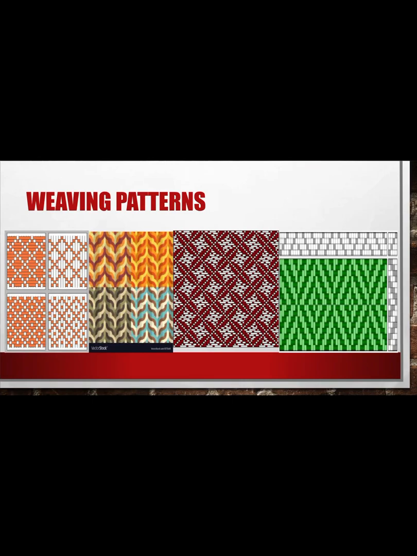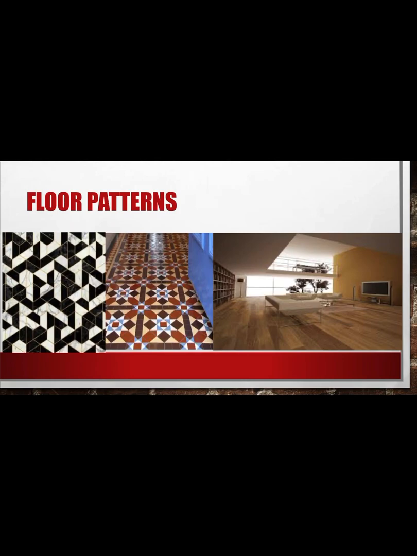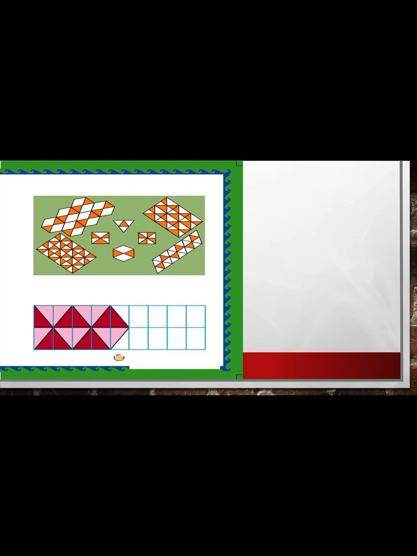Now come to some of the weaving patterns, children. In your house you have mats where you will find this type of weaving pattern. These weaving patterns also have shapes. If you look clearly at those patterns, you will find different shapes inside them. Floor patterns also consist of different kinds of shapes. Visualize this clearly and you can understand how these are joined. These shapes are joined to form different patterns. Some more patterns are in your book.